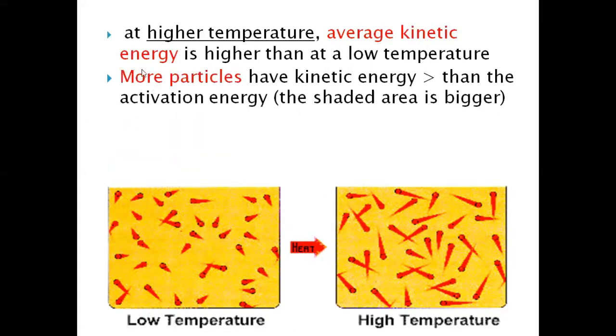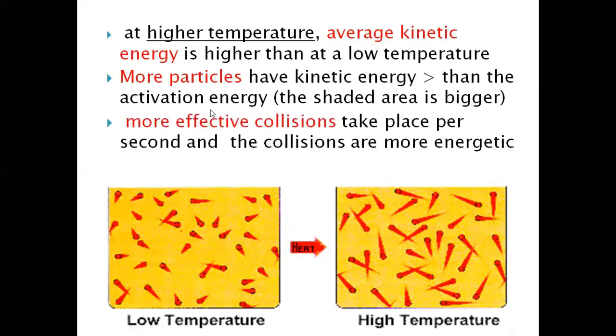So we are saying that more particles have kinetic energy greater than the activation energy. So if there is a high temperature, you find out that there will be more particles having kinetic energy greater than the activation energy. And the moment the kinetic energy is greater than the activation energy, then the reactants are going to be converted into products. More effective collisions will take place per second. Then it means that reactants can be converted into products.